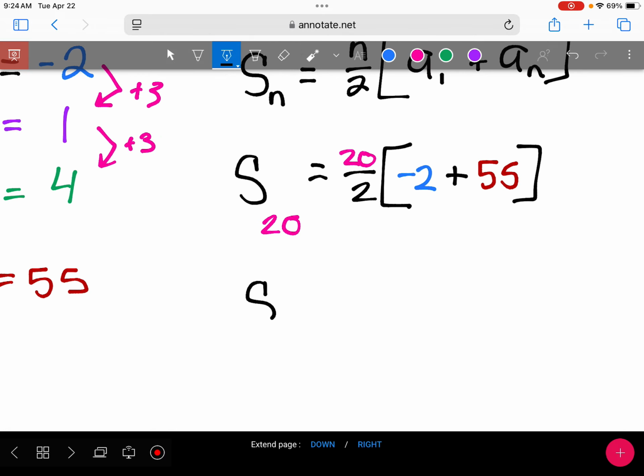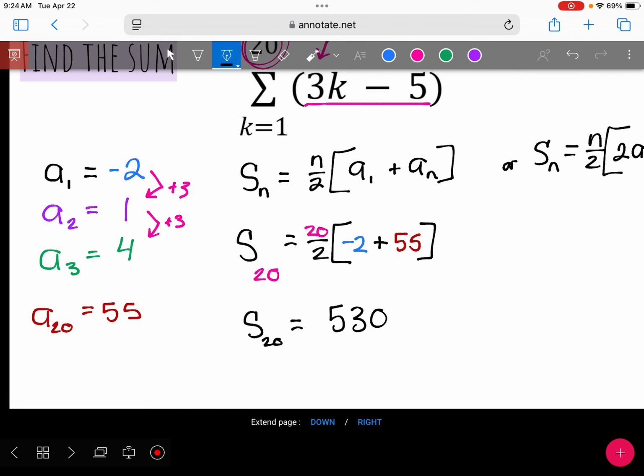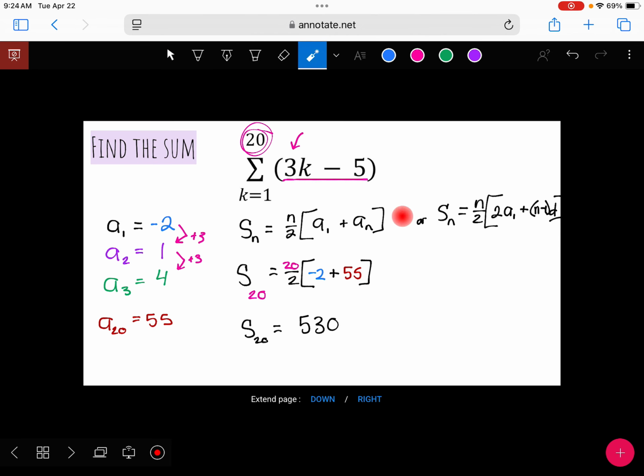So what do we get as our sum here? I bet you could. What's 55 plus negative 2? 53 times 10. 530. So you can use either one of these formulas for it.